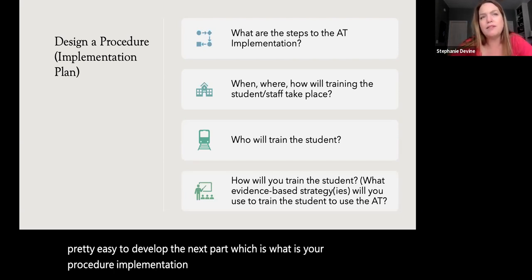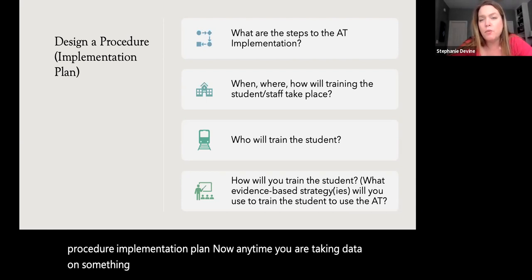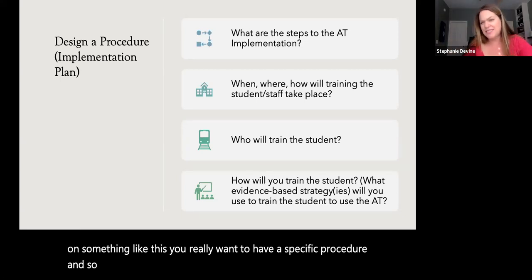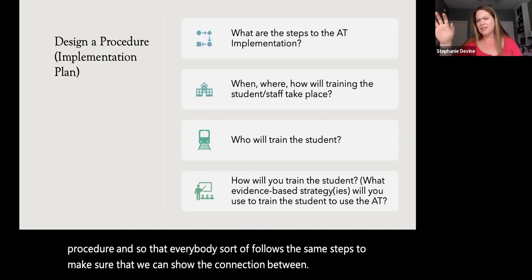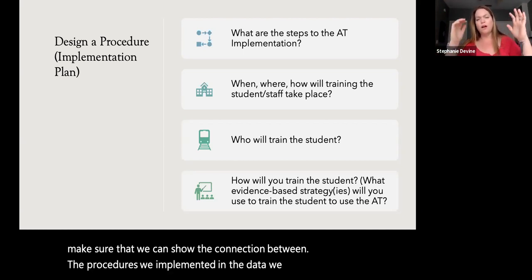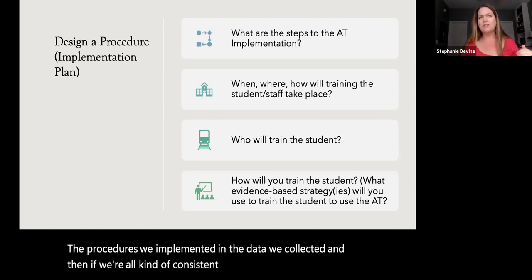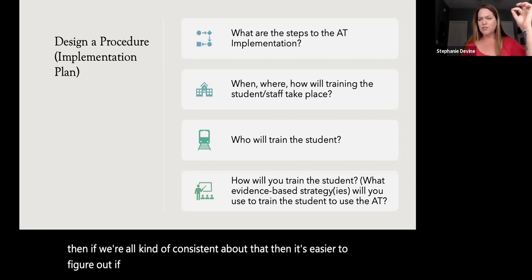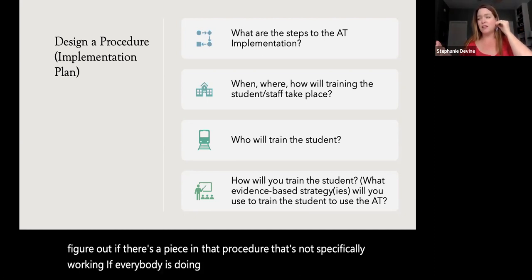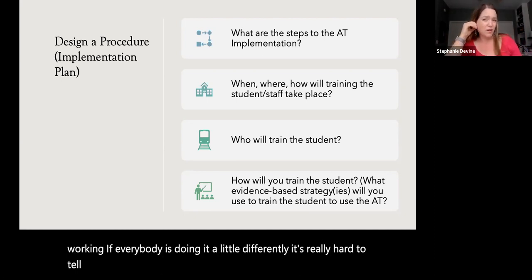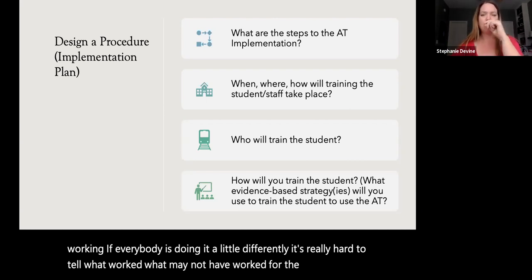Now, anytime you are taking data on something like this, you really want to have a specific procedure, so that everybody follows the same steps to make sure that we can show the connection between the procedures we implemented and the data we collected. And if we're all consistent about that, then it's easier to figure out if there's a piece in that procedure that's not specifically working. If everybody's doing it a little differently, it's really hard to tell what worked, what may not have worked for the student. So what are your steps?